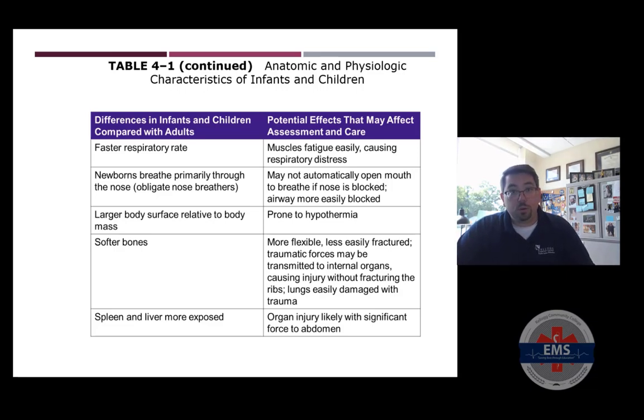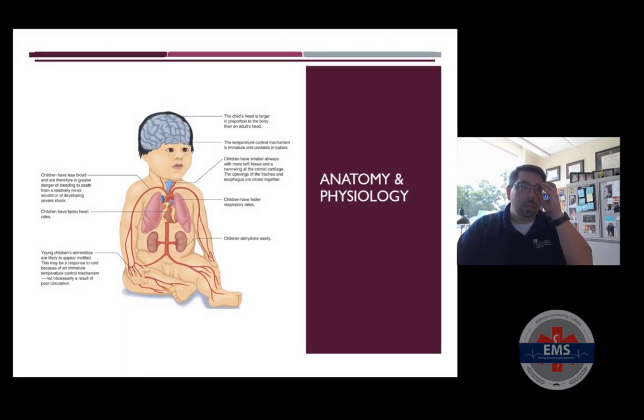Spleen and liver, more exposed. Because they're more exposed, they're more likely to have significant forces applied to them when we're talking about trauma, and that may lead to bleeding. Again, there's a lot of things that we see when it comes to anatomy and physiology, but remember that regardless of situation, we must not treat a ped like an adult. We must look more deeply. We must be very thorough with our assessment to make sure we're not missing anything that on an adult would just be glazed over.